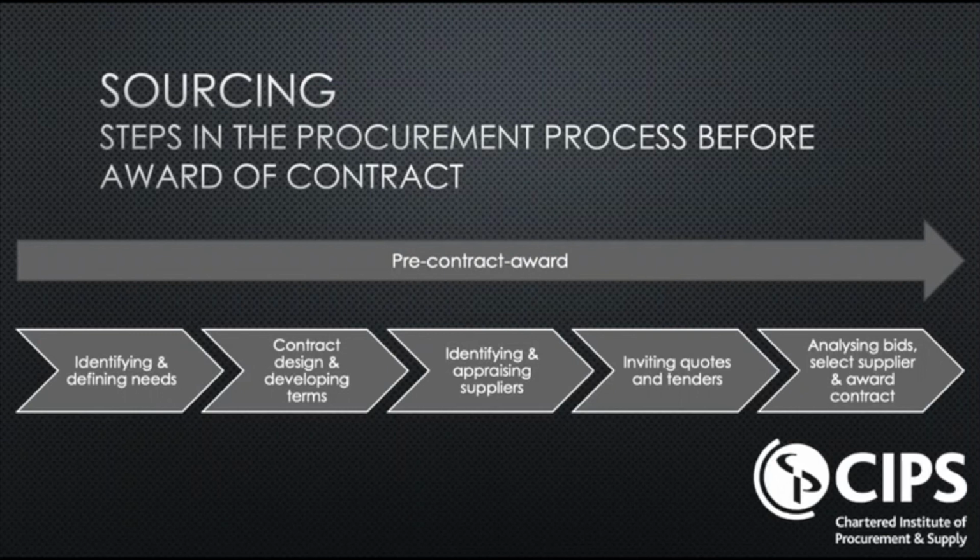We then move into identifying and appraising suitable suppliers for our contract. And from that list of shortlisted suppliers, we will invite them to quote or to tender. And finally, the bids will need to be analysed and you'll need to select a supplier to which you want to award a contract to.